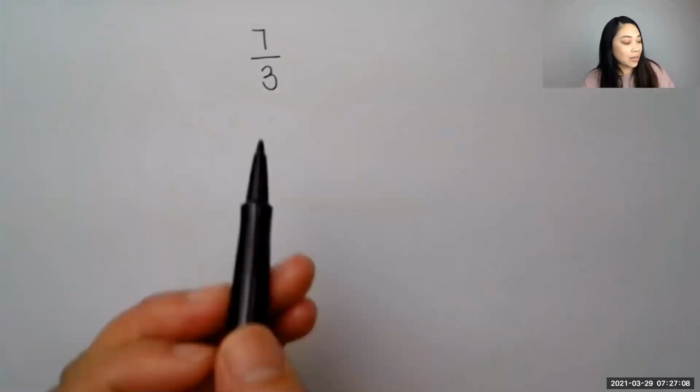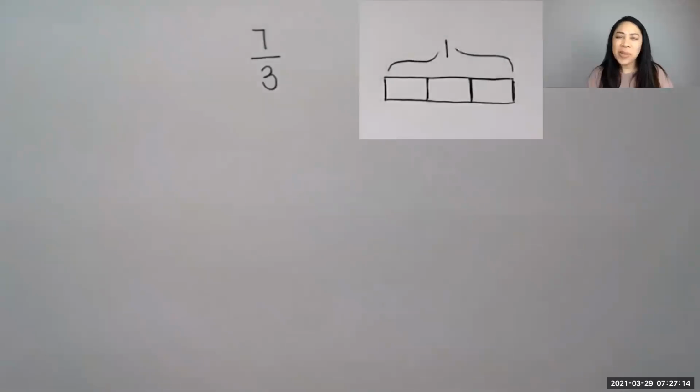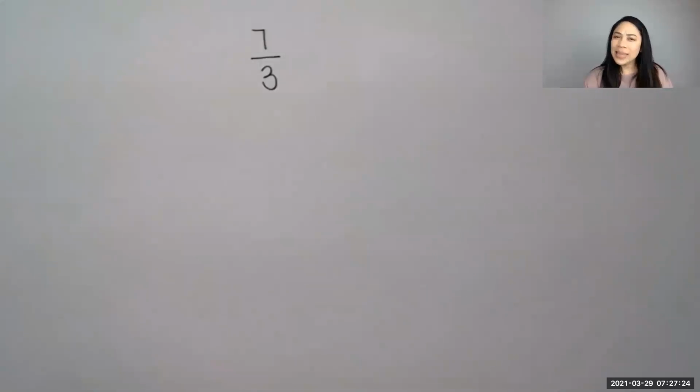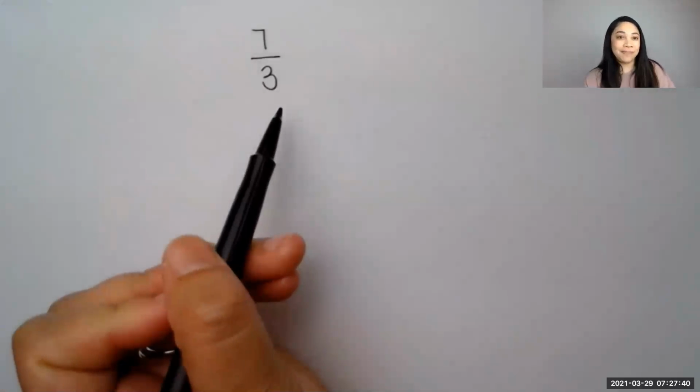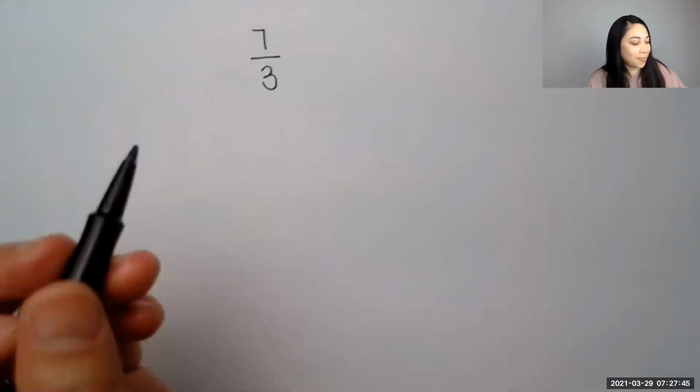We can see that the unit is thirds. Think, how many thirds make 1? You're right, 3/3 makes 1. Let's count by 3/3. 3/3, 6/3, 9/3. Ooh, too much. We need to stop there. We only have 7/3. We can decompose 7/3 using a number bond.